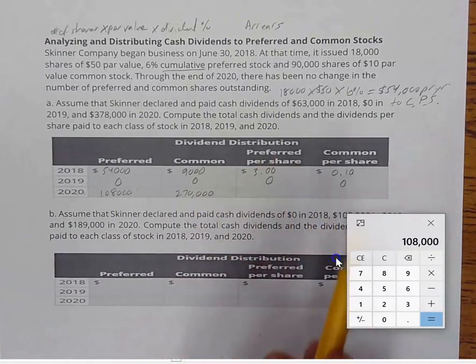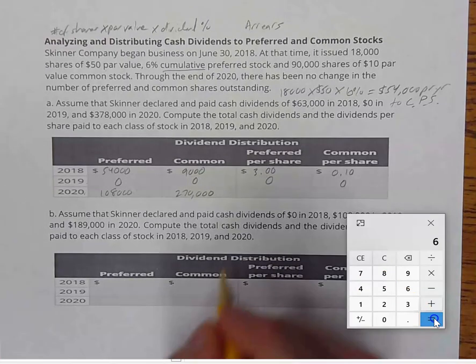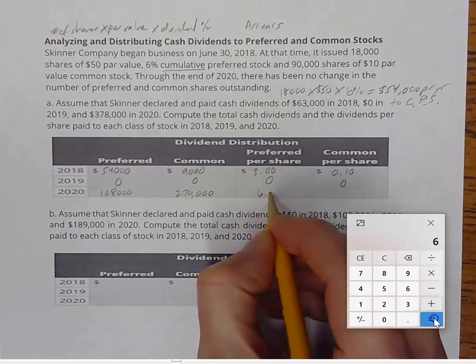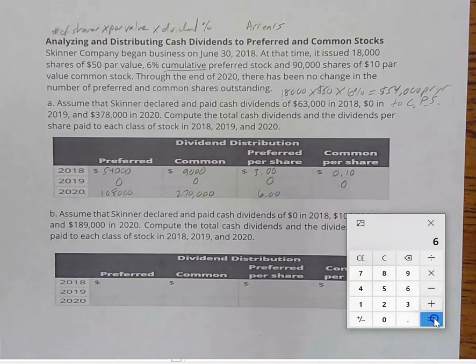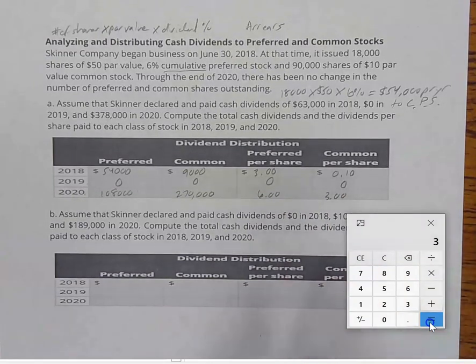So preferred per share is just going to be this 108,000 divided by that same 18,000 shares. And that gives us $6. Common stock got 270,000 bucks divided by 90,000 shares, $3.